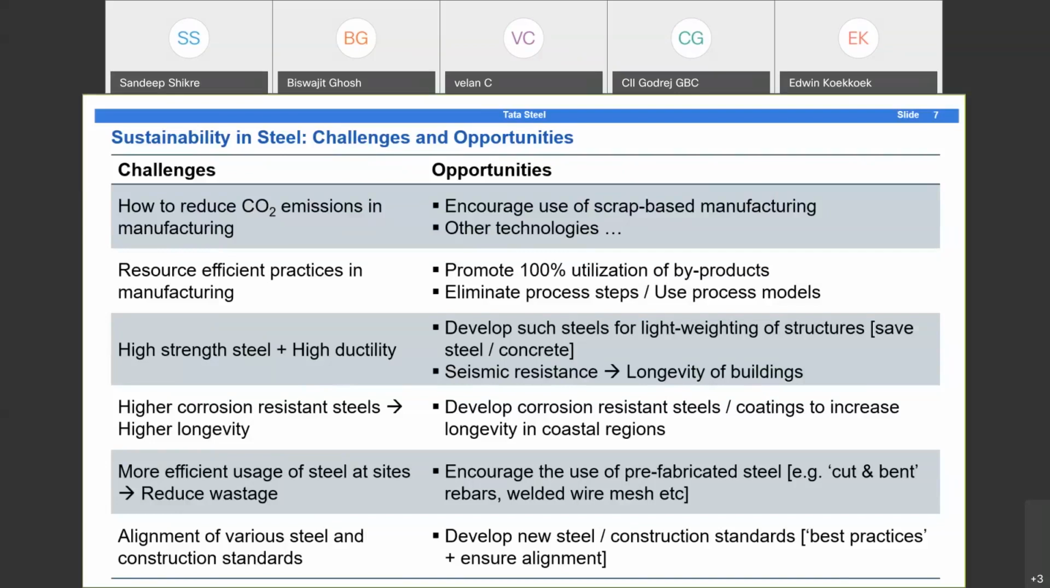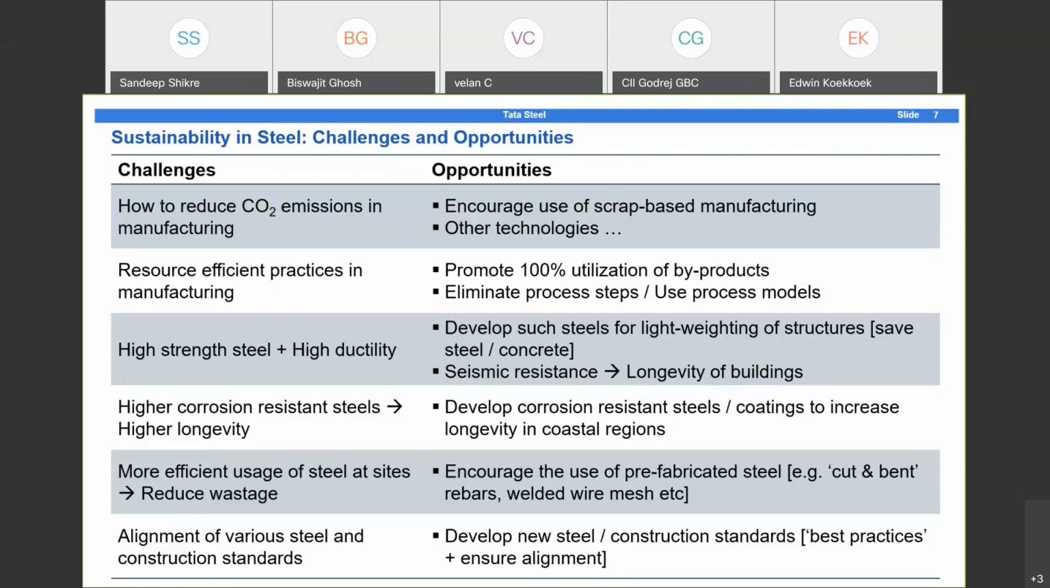Also, the other approach is to eliminate process steps. There are technologies available which allow us to eliminate certain process steps, which helps us to reduce the CO2 emissions or the energy usage. The third approach, of course, is to use process models. Most manufacturers of any repute would have a host of process models which help them keep the process lean and thin in terms of resource usage and reduce wastages.